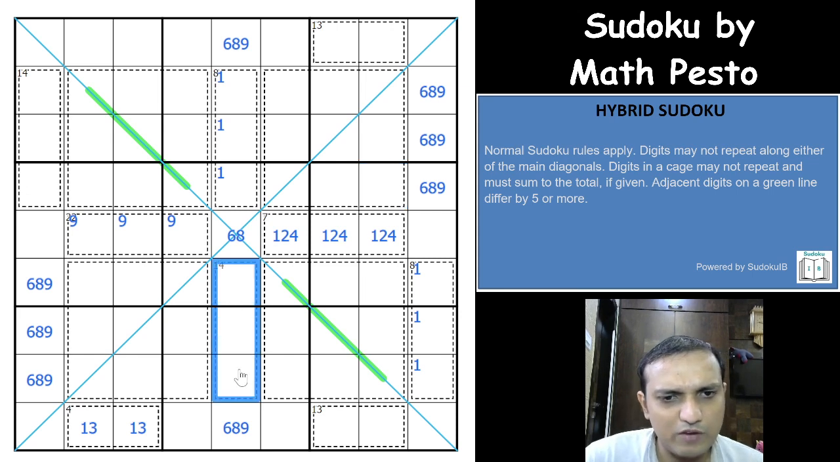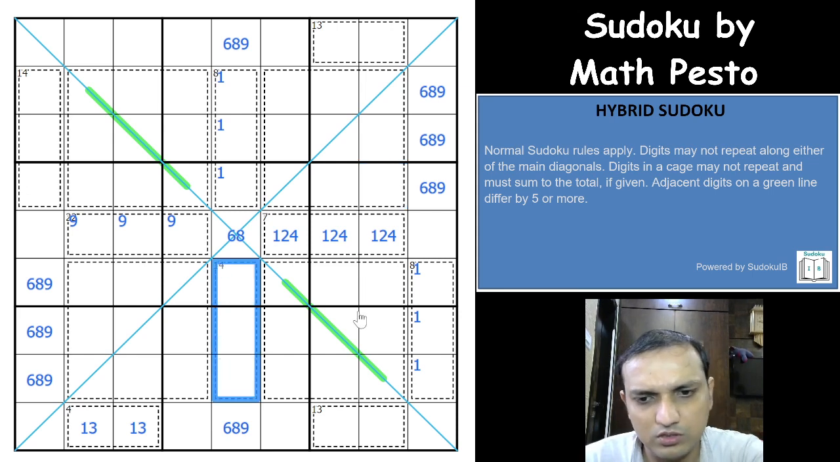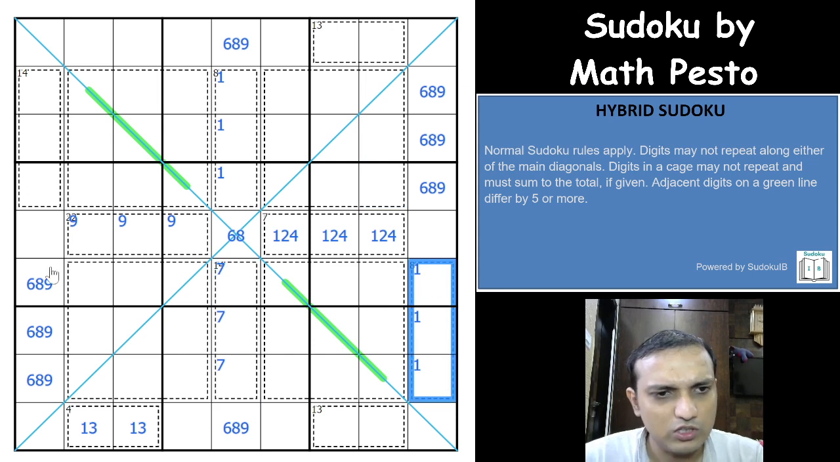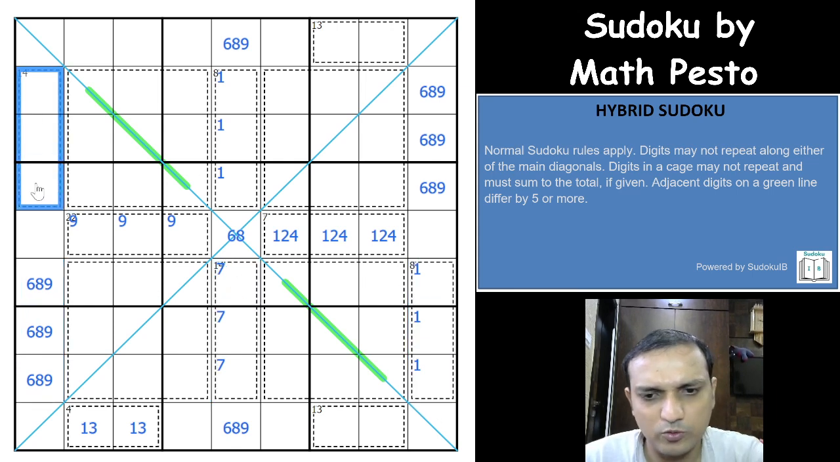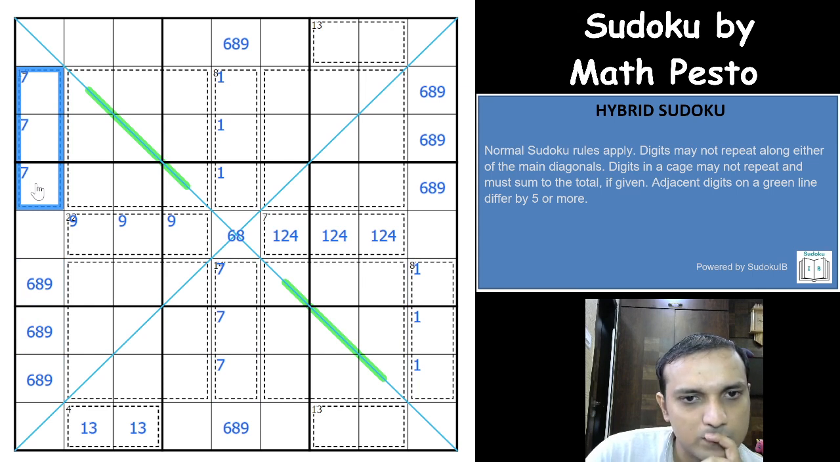This cell would have to have a 7 at least. 7 cannot be, because these 9 cells is 1 to 9. You have 6, 8, 9 here. 7 cannot be in the 8 cage. 7 would have to be here. Same way 7 would have to be here.